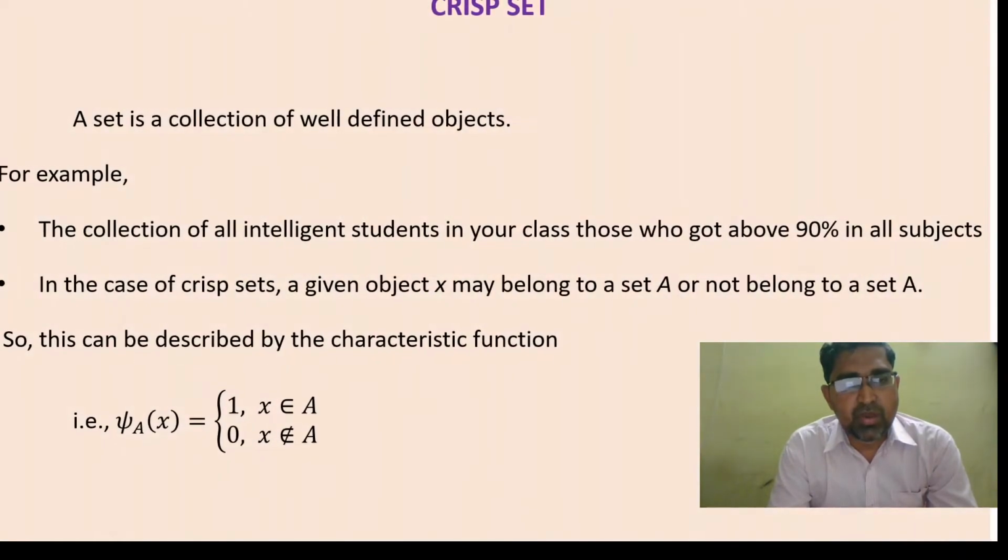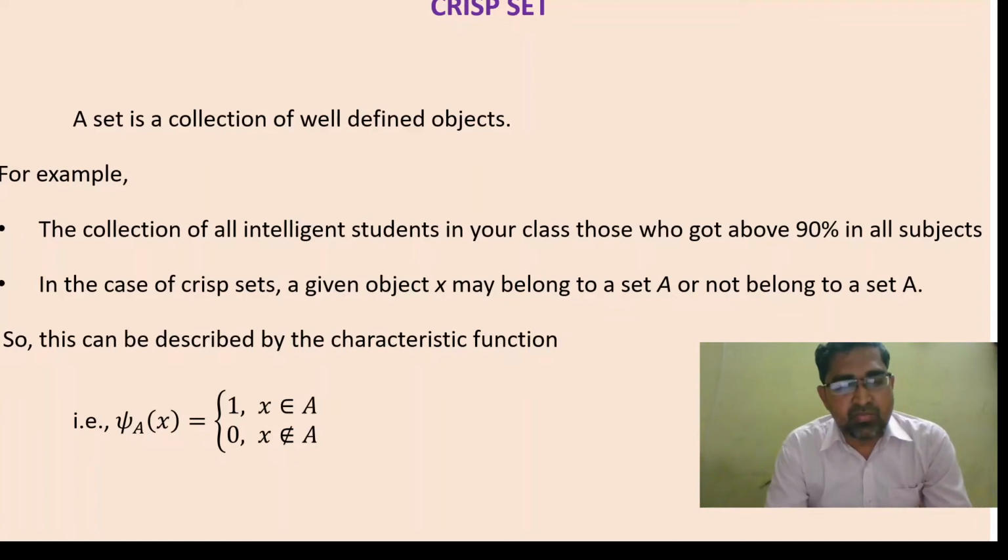Before going to study fuzzy sets, we have to know what a crisp set is. A crisp set is nothing but a collection of well-defined objects. For example, the collection of all intelligent students in your class, those who got above 90% in all subjects. Here it is well defined, because we know who are intelligent, those getting 90%. So it is clearly a crisp set.